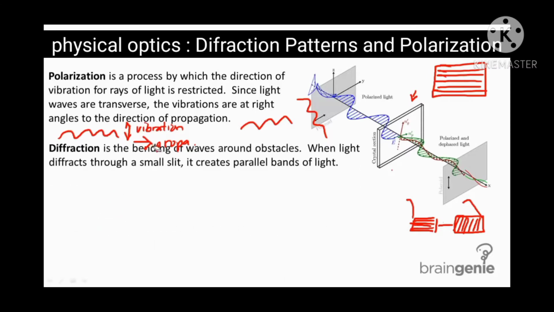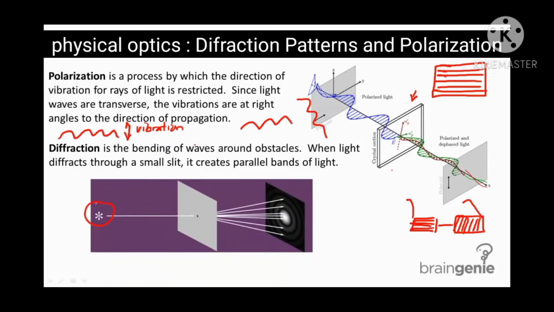Now, diffraction is the bending of waves around obstacles. When light diffracts through a small slit, it creates parallel bands of light. If you look at this image here, you have a light source. This light source shines at a barrier, and there is an opening in the barrier, so this is a slit. As the light shines through the slit, it bends around the barrier, creating a pattern of parallel bands of light.